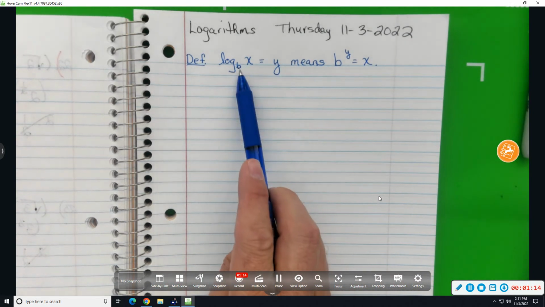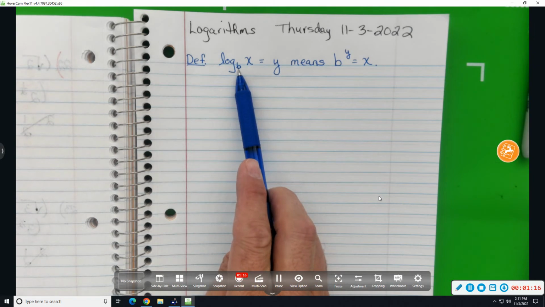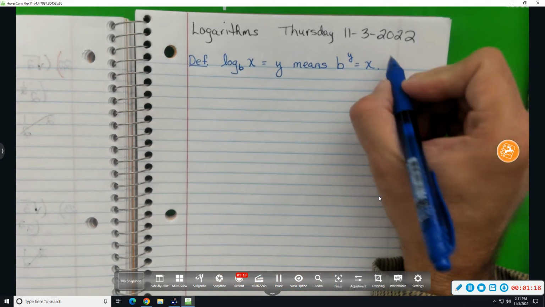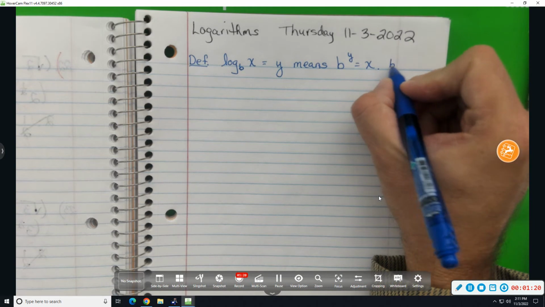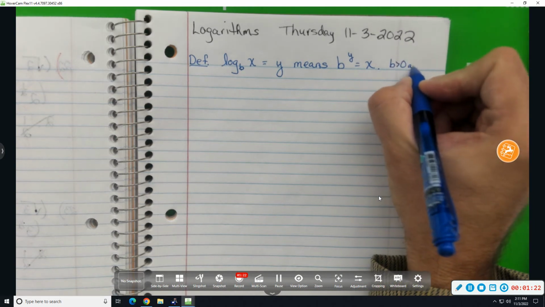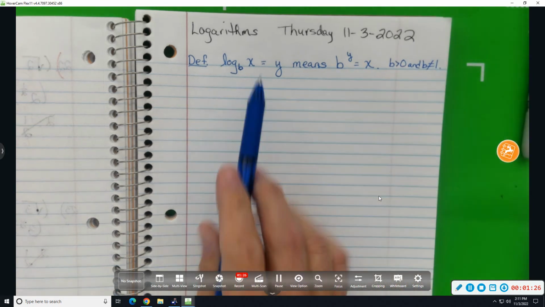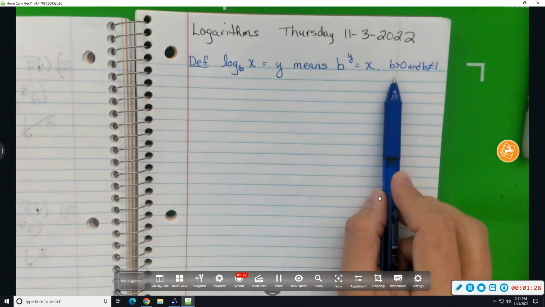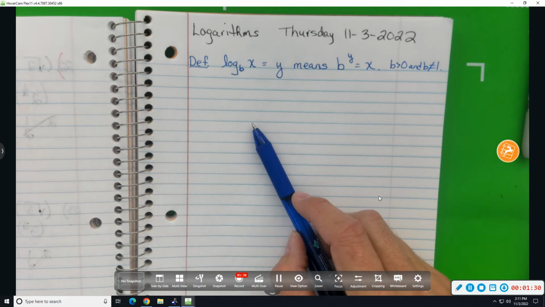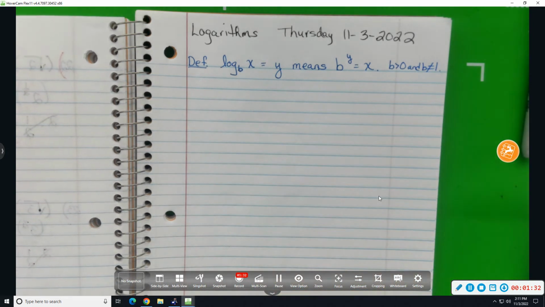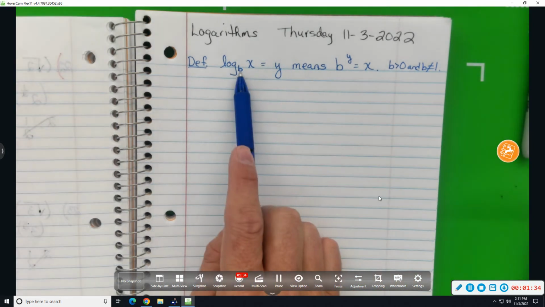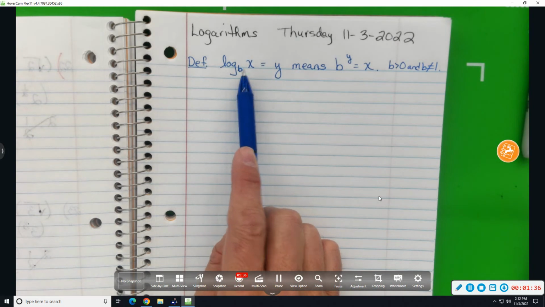That means b has to be a positive number, but it can't equal 1. But make a note, b is positive, but not 1. Okay, so a logarithm base is a positive number, but not 1. We'll assume that every time we see the letter b used as a base.